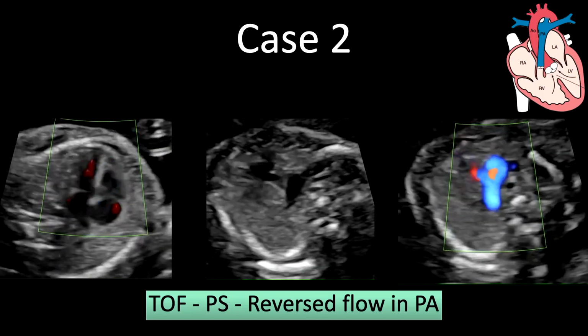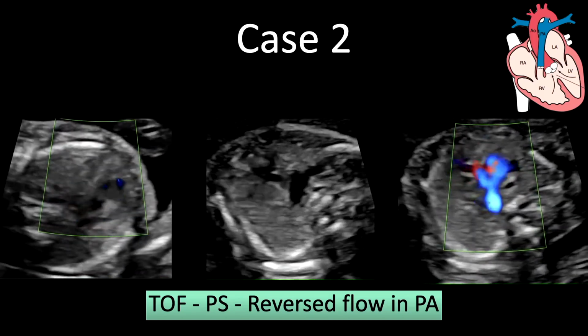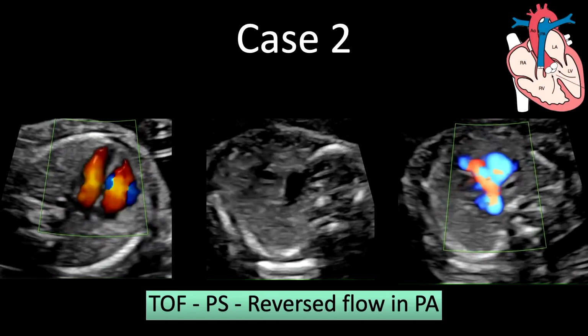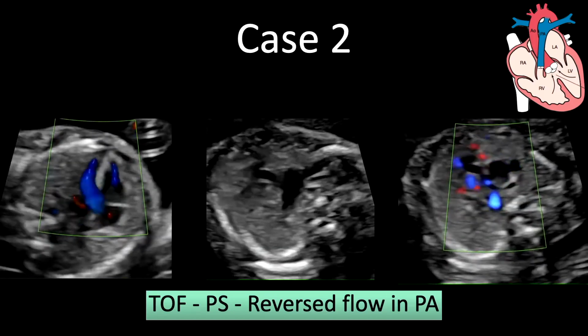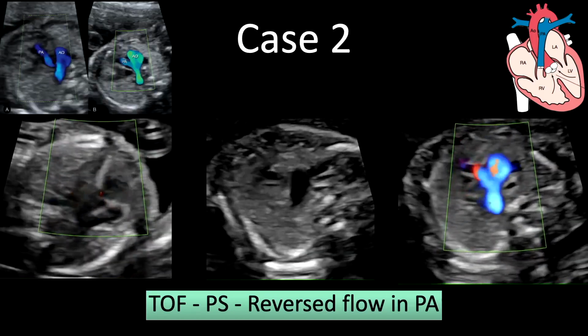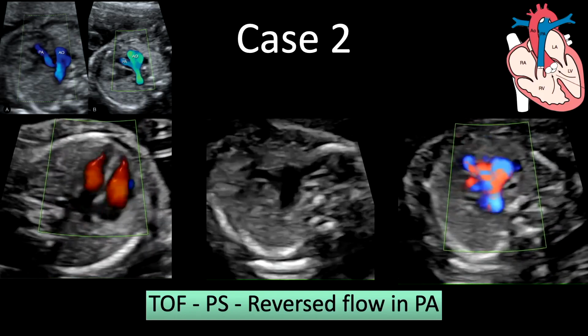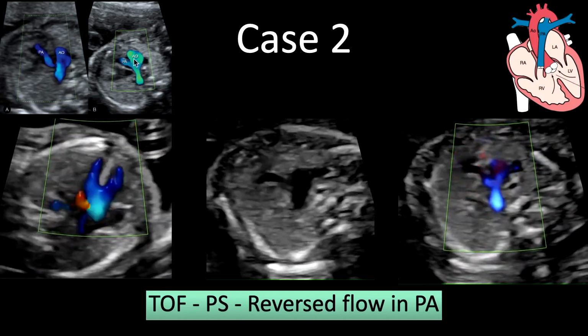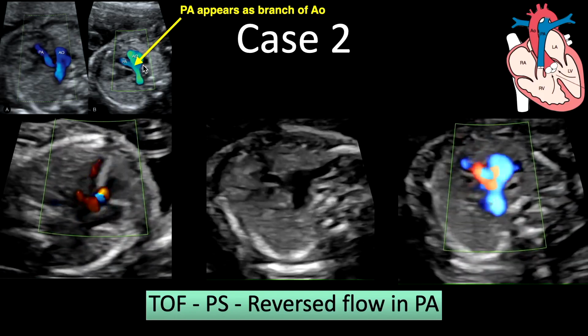This fetus is going to be much sicker than the previous fetus, right? Because when the ductus closes after birth, this baby is going to be in serious trouble. And remember what we talked about, the branching of the pulmonary artery in those cases.